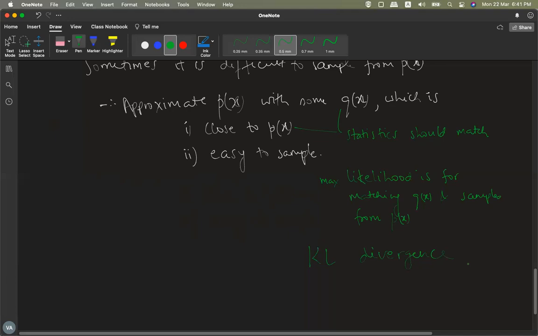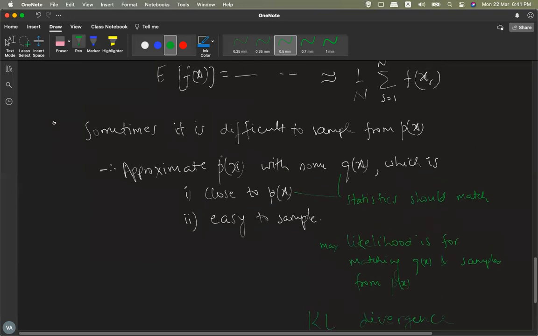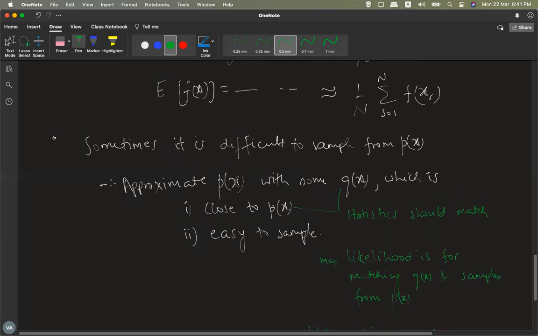Okay, with that, I think we can stop here. In the next class, we'll be discussing how we approximate a complicated distribution p(x) with some simpler distribution, let's say q(x). So this we will be discussing in the next discussion.